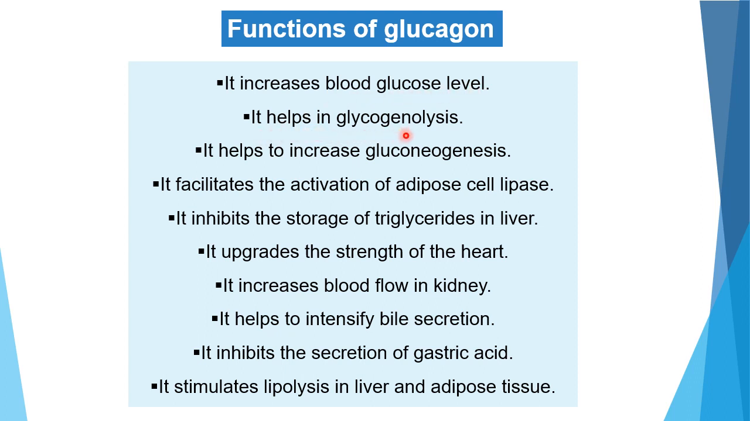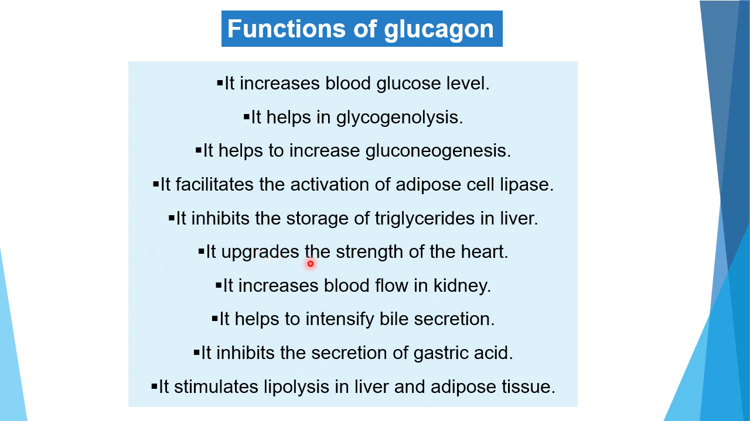Glucagon helps in glycogenolysis, that is the breakdown of glycogen into glucose, which is the simple form of sugar that helps in the production of energy. Another important point is that glucagon helps to increase gluconeogenesis. Glucagon facilitates the activation of adipose cell lipase, so fatty acids become available to the energy system. Glucagon inhibits the storage of triglycerides in the liver. As a result, the liver is prevented from removing fatty acids into the blood.